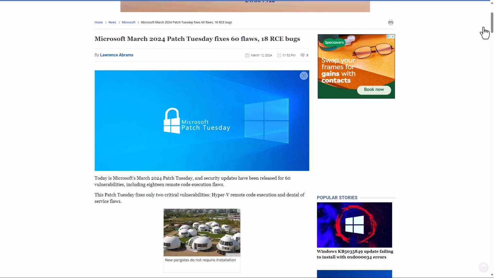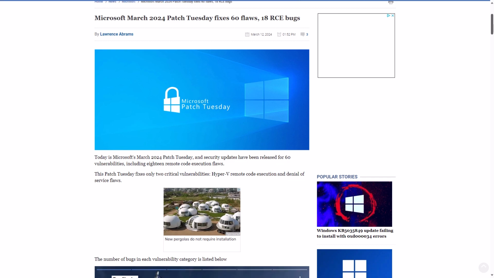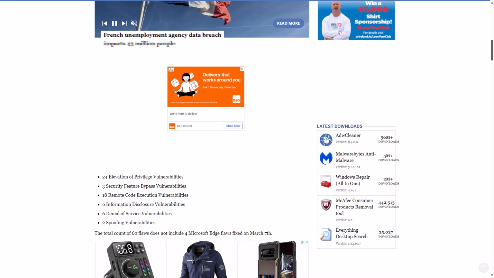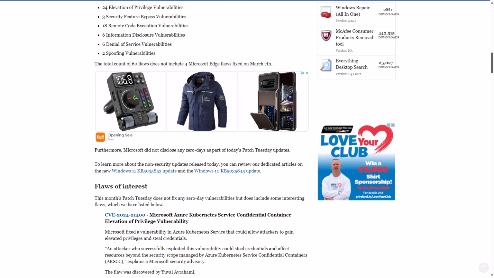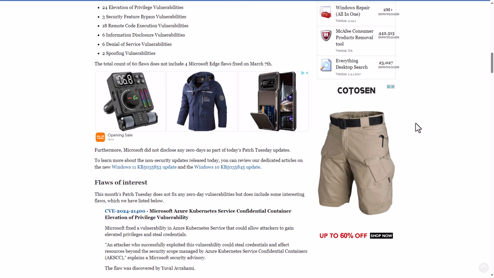It was Patch Tuesday once again, and this month Microsoft updates are patching 60 vulnerabilities. That includes 24 elevation of privilege vulnerabilities, 3 security feature bypass vulnerabilities, 18 remote code execution vulnerabilities, which is significant, 6 information disclosure vulnerabilities, 6 denial of service vulnerabilities, and 2 spoofing vulnerabilities. Interestingly, for this month, there are no 0 days being patched.